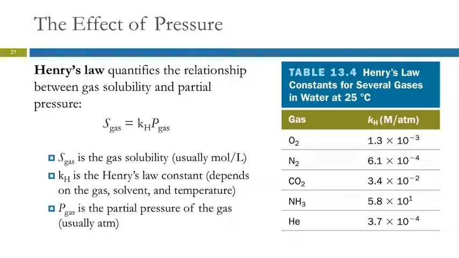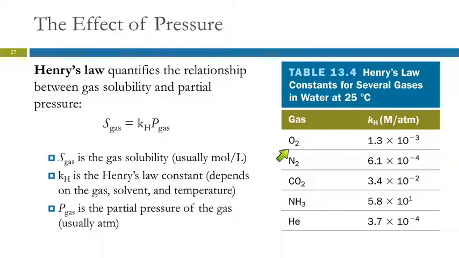We can quantify the effect of pressure on gas solubility. It's called Henry's law. The solubility of a gas is equal to a constant times the partial pressure of the gas. This constant, Kh, is the Henry's law constant. It's going to depend on the solvent, the specific gas, and the temperature. So there's a lot of factors in there, and you just go look that constant up in a table, such as this.